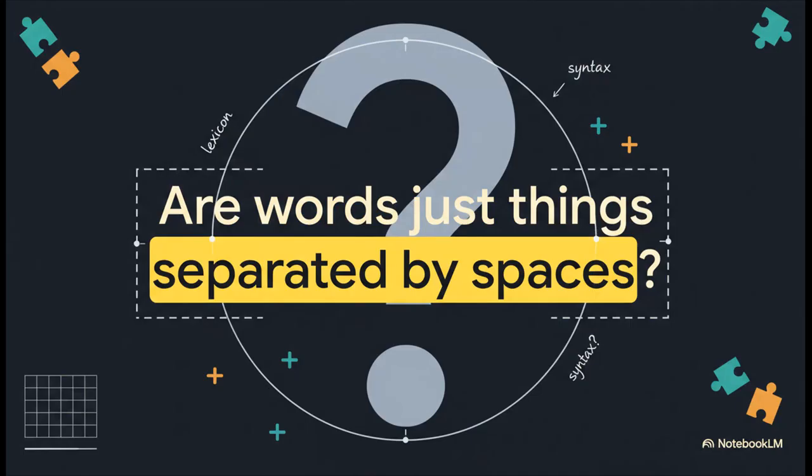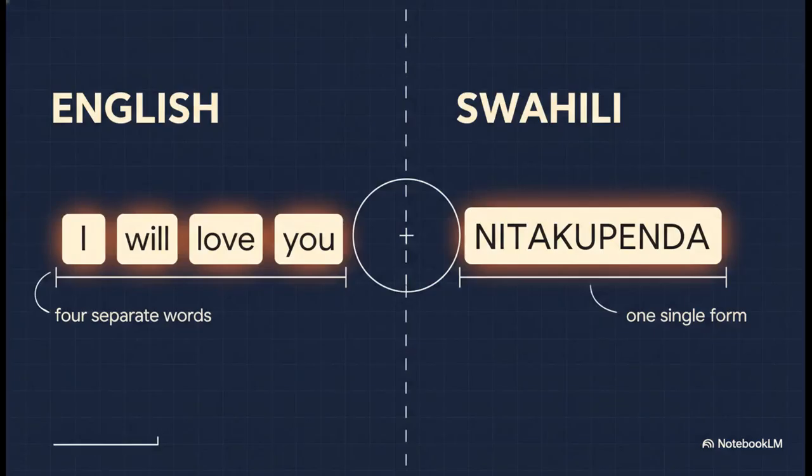So this gets you thinking, doesn't it? We usually just assume that words are the chunks of text separated by spaces on a page. But is it really that simple? To really get to the bottom of this, we need to look outside of English for a minute. Think about the phrase, I will love you. In English, that's 4 distinct blocks, 4 words. But what if I told you that other languages can package that exact same idea very differently?